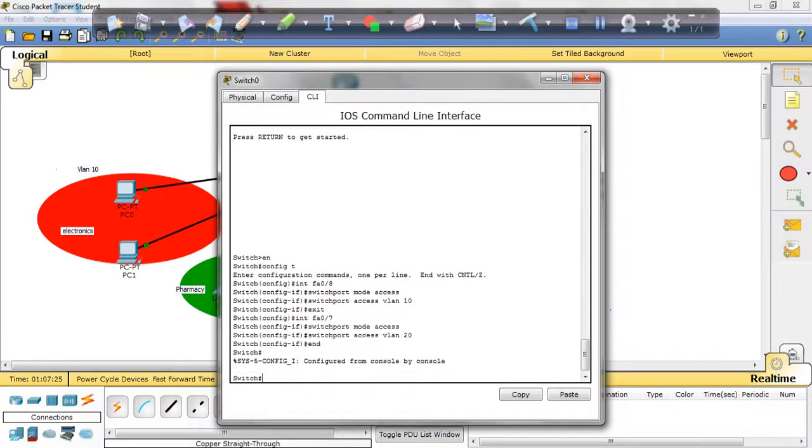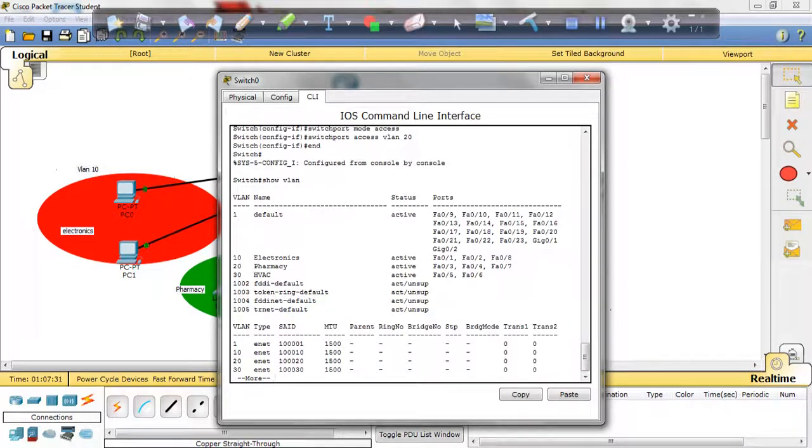Alright, so we've got our VLANs, we got them assigned to a VLAN. Let's test it. So, show VLAN. And as you can see, for VLAN 10 we have ports 1, 2, and 8, and for VLAN 20, which is the pharmacy, we have 3, 4, and 7, and the VLAN 30, which is the heat and air conditioning, we have 5 and 6.